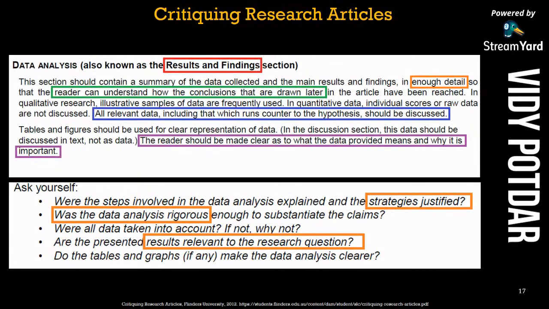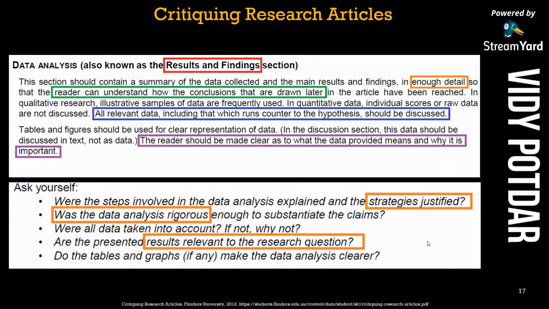Okay, so that was about data analysis and results. When you are writing a review, think about these questions. Were the steps involved in the data analysis explained and the strategies justified? Was the data analysis rigorous enough to substantiate the claims? Were all the data taken into account? If some data was excluded, then why was that done? Provide justification.